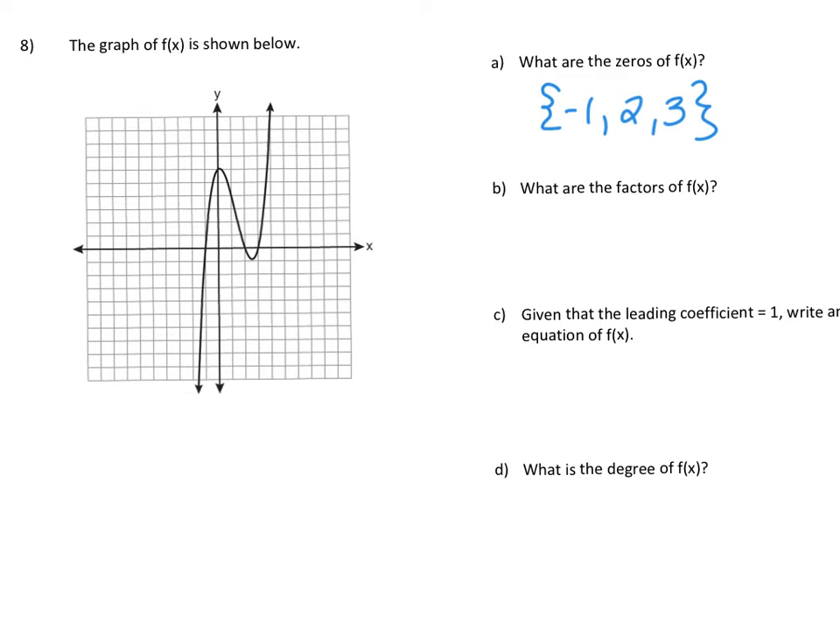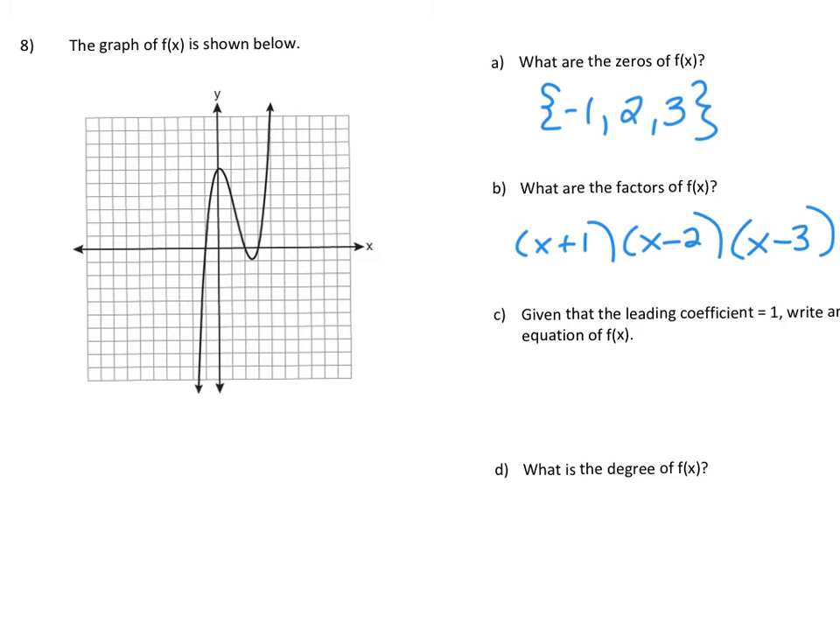Okay, so what are the factors? Well, the factors would have to have the opposite signs, right? So if we have a 0 at x equals negative 1, its factor would be x plus 1. If we have a 0 at x equals positive 2, the factor would be x minus 2. And if we have a 0 at x equals positive 3, its factor would be x minus 3.